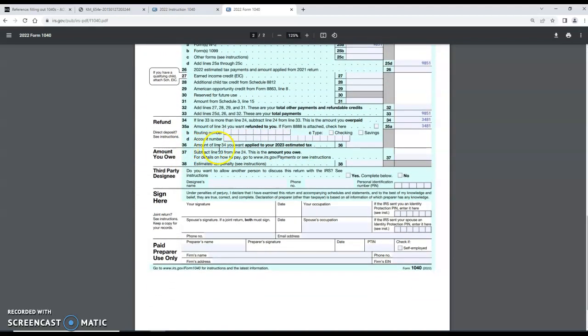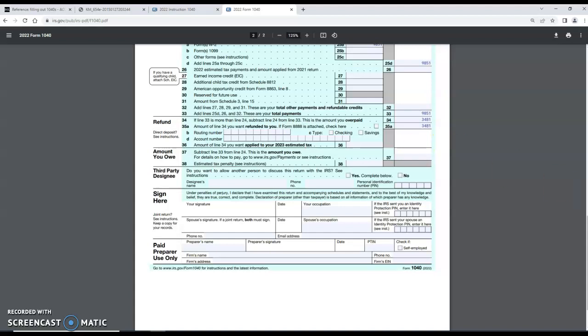Line 36. How much of line 34 do you want to apply to your 2023 estimated tax? Again, if he was self-employed, part of that $34.81, or maybe even all of it, he would want to apply to his estimated tax and not get a refund or not get a full refund.